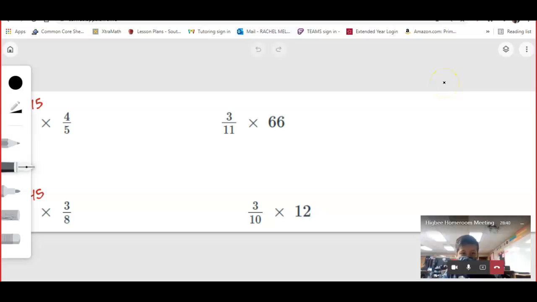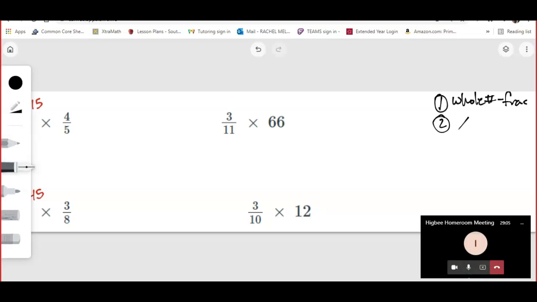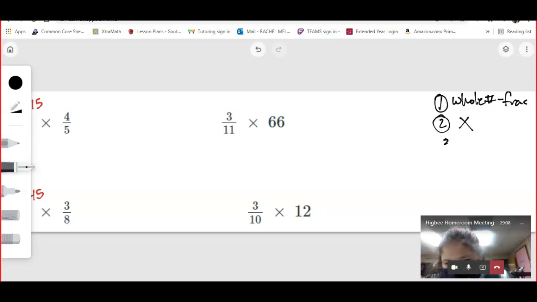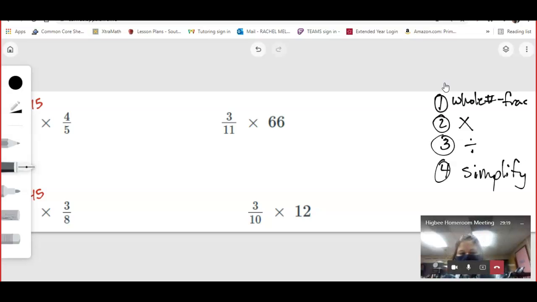We are going to do 4 problems together. Just like in the video, I'm going to write quick reminders over here. So what's the first thing I need to do? Oh, I mean, change the whole number to a fraction. Okay, thank you. Whole number to a fraction. Then what do I do? Now you multiply. Okay, good. And then divide, and if we need to, we simplify, right? Yep. Okay. All right, so it was kind of hard to see this over here.